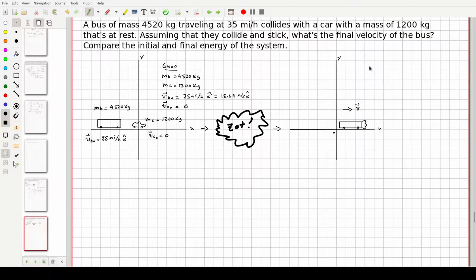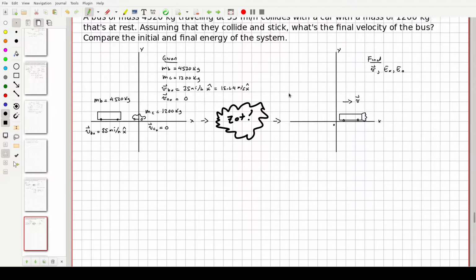Now, what are we trying to find? Two things. We're trying to find the velocity after the collision, and also the energy before and the energy after the collision. So what I'm going to do to begin with is solve the momentum problem, and then we're going to come back and take a look at energy.